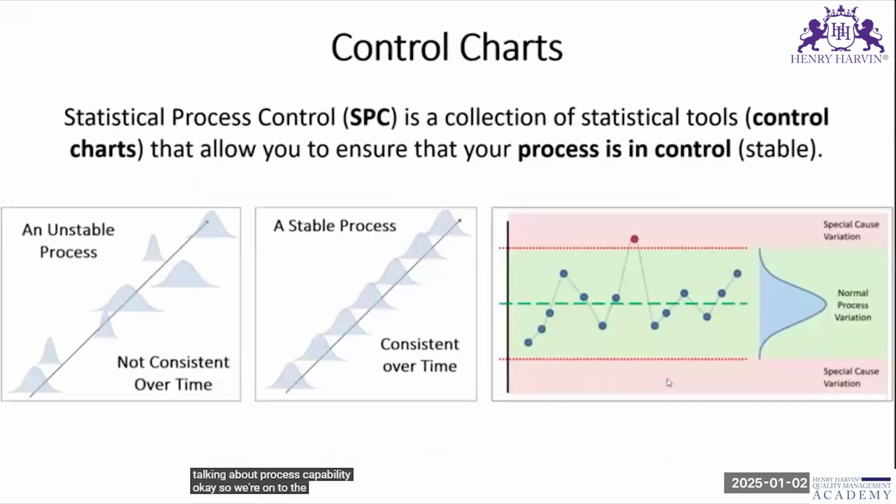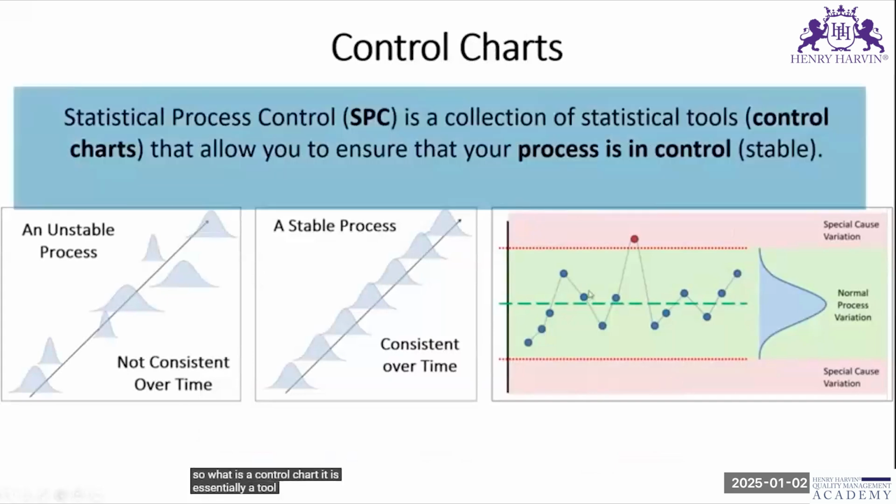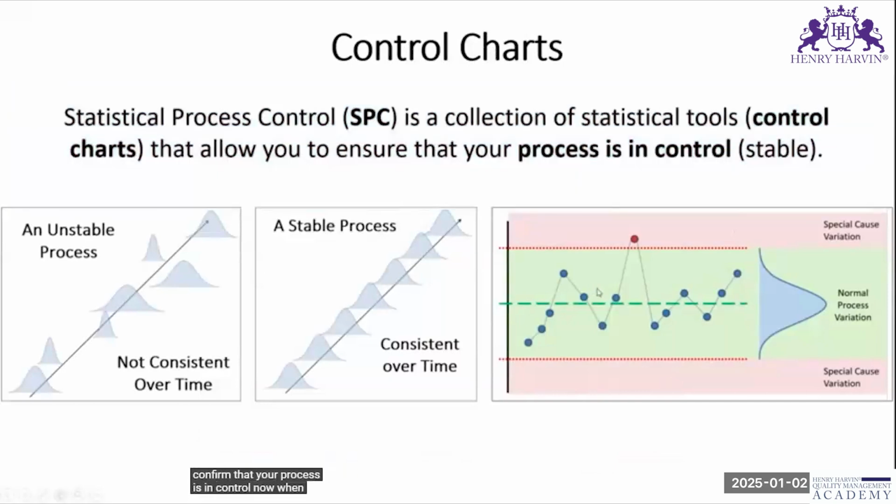Okay, so we're on to the very last and final QC tool. Let's assume we now control for humidity and we want to make sure that that change has been effective over time. A control chart is the right tool or the perfect tool to do that. So what is a control chart? It is essentially a tool that allows you to confirm that your process is in control. Now, when I say in control, what I mean is that you're only experiencing normal variation. When your process is experiencing normal cause variation, your data should fall within those control limits.